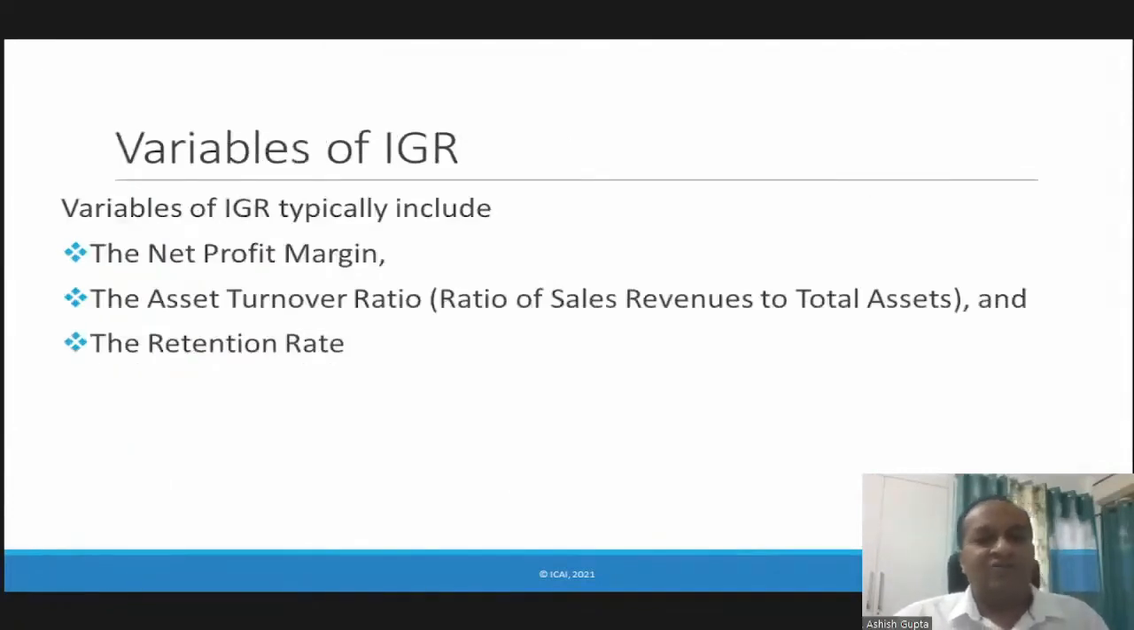Now these are the variables of IGR: net profit margin, asset turnover ratio, and retention ratio. Net profit margin ratio is net profit upon sales. Asset turnover ratio is equal to sales revenue to the total assets, and retention ratio is 1 minus D, that is how much we are retaining. If the company is paying a dividend of 30%, then of course 70% will be our retention.